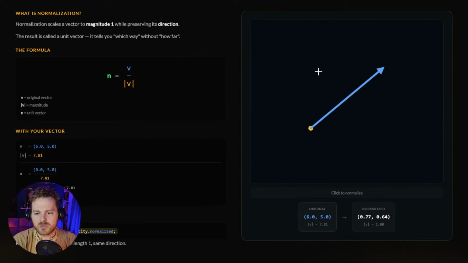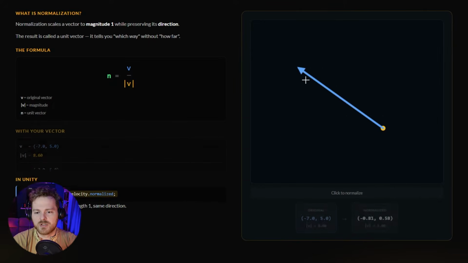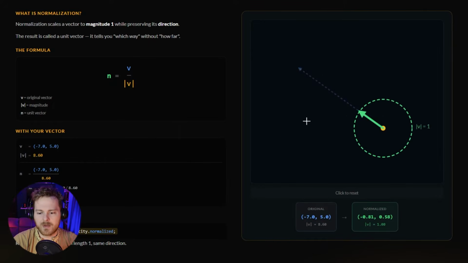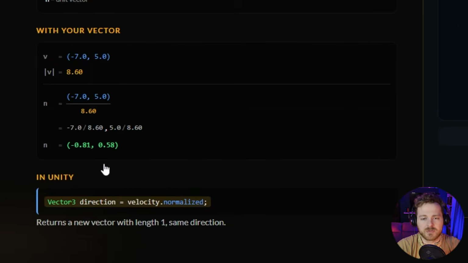So basically what we do, we want a vector that finishes at this circle. I see that the arrow goes a little bit beyond that. That's a little bit incorrect because it should be exactly at the circle, but I hope you get the idea. Now, how do we do it? In Unity, it's very simple. In order to get that normalized vector, we simply use velocity.normalized. This property normalized stores a normalized value for the vector.